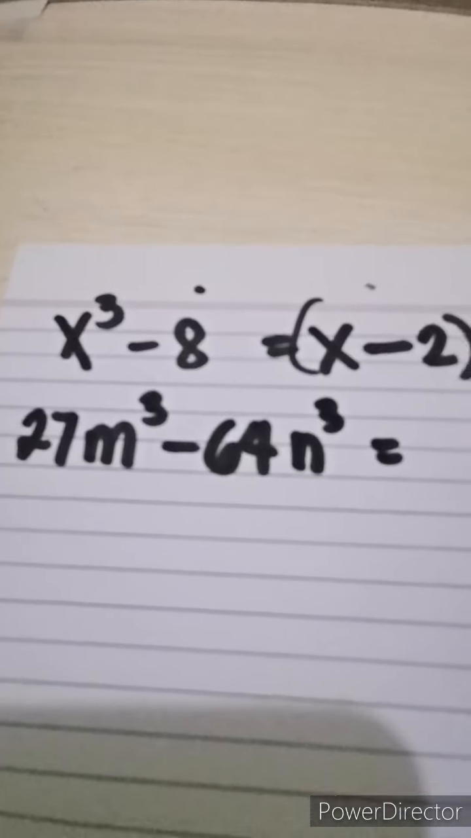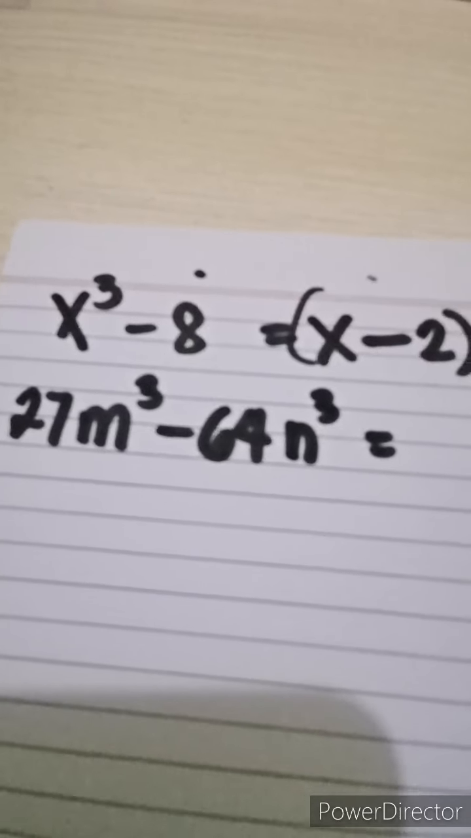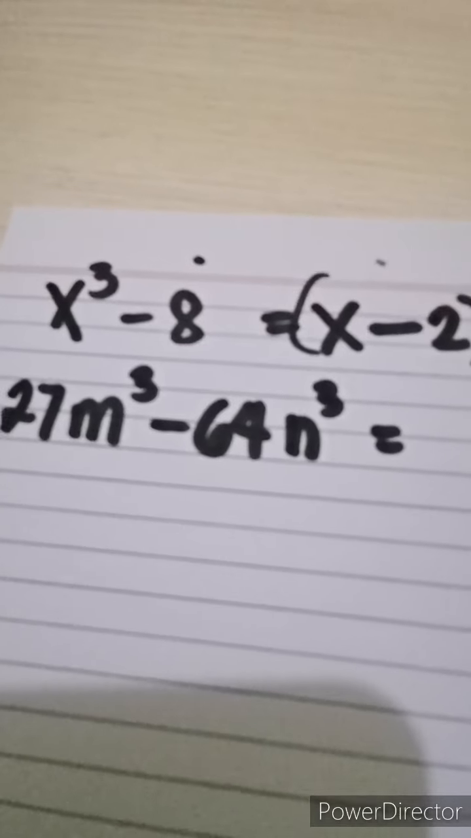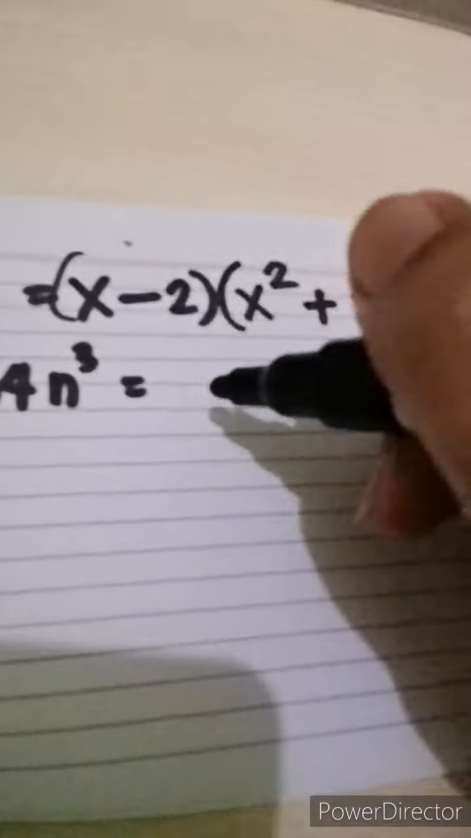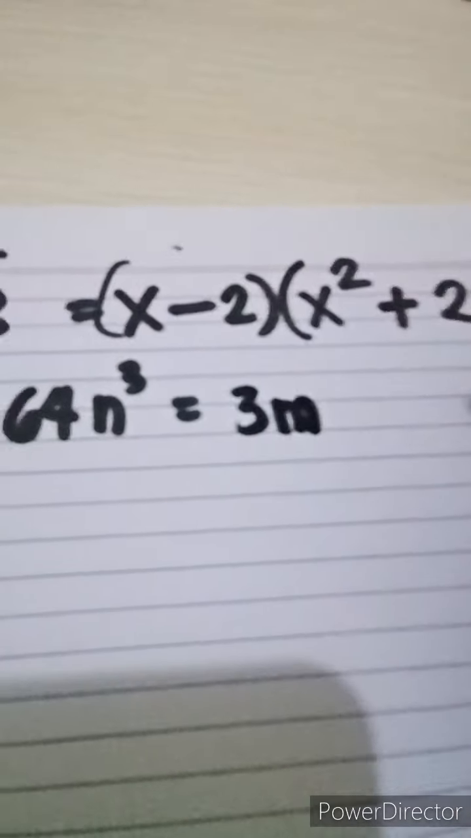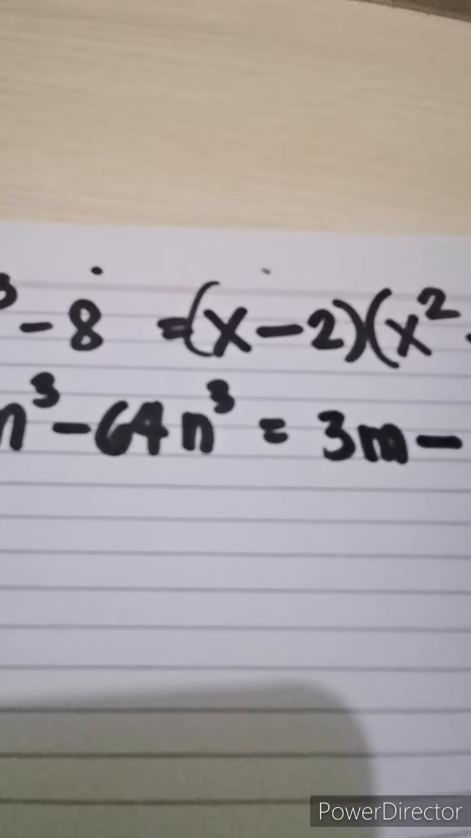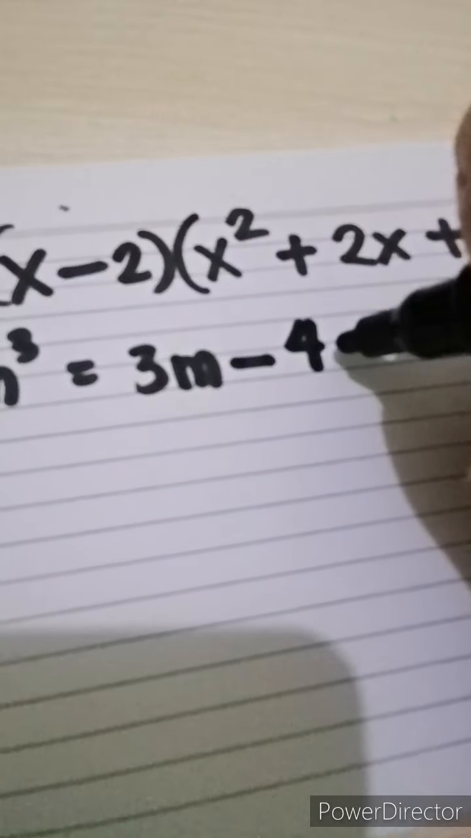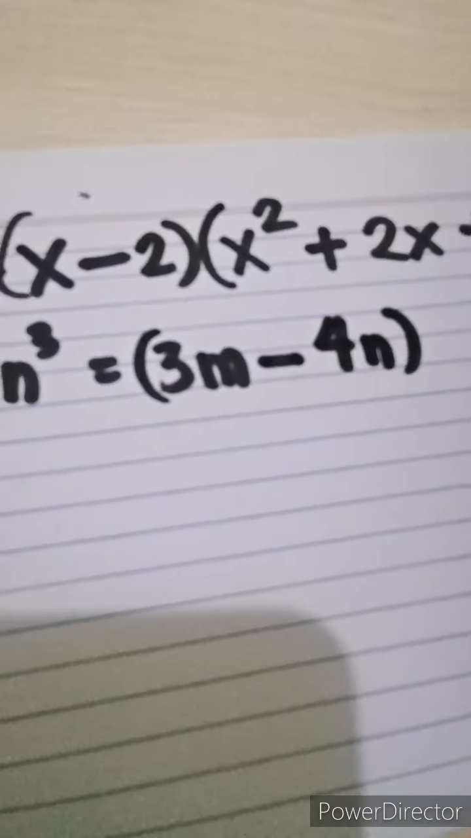So, 27 and 64, alamin muna natin ano ba ang mga cube root niyan. So, for 27, ang cube root niyan is 3 and for 64, ang cube root niyan is 4. So, first, we will get the cube root of 27m cubed, which is 3m. Then, copy the sign, which is negative. And then, for the second term, kuhanin natin yung cube root ng 64, which is 4. And then, for the n cubed is n. So, that is our binomial.